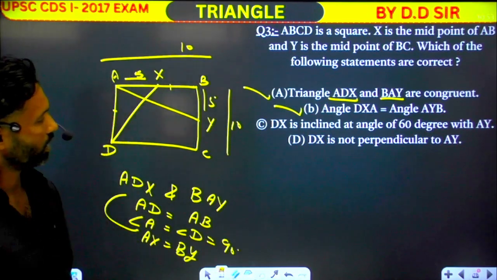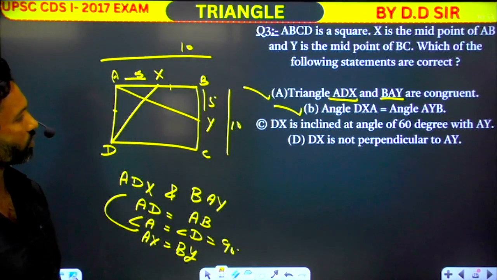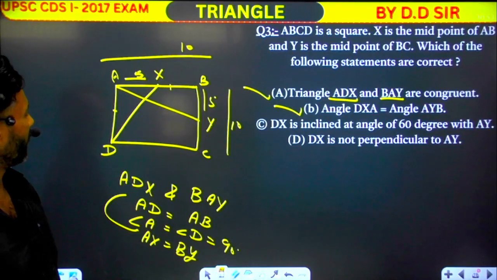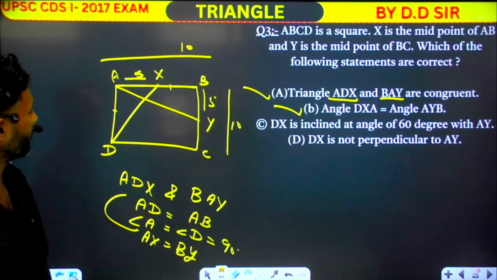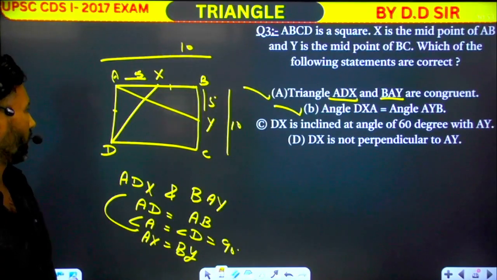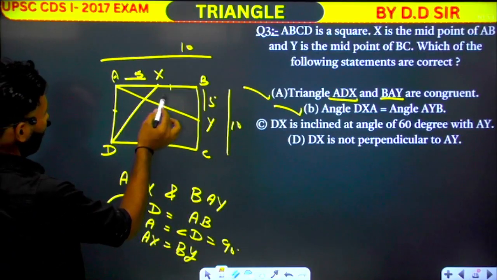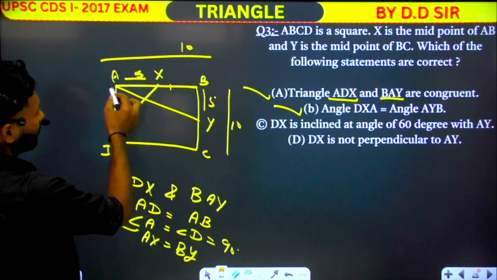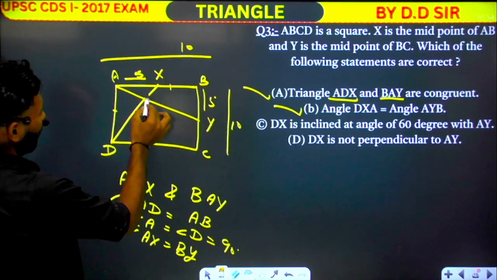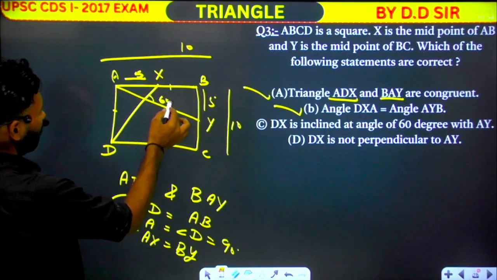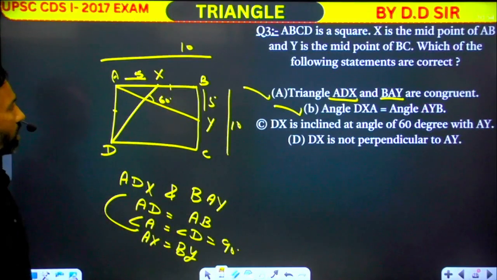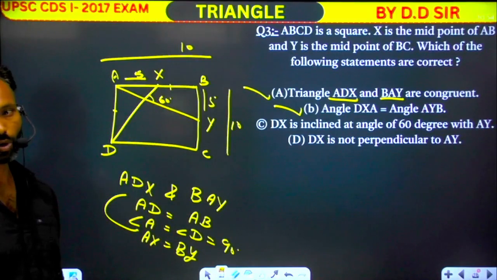Now next, DX is inclined at an angle of 60 degree with AY. Okay, it is saying that the angle between DX and AY, this is DX and this is AY, this angle will be equal to 60 degree. And it is quite simple to prove this.